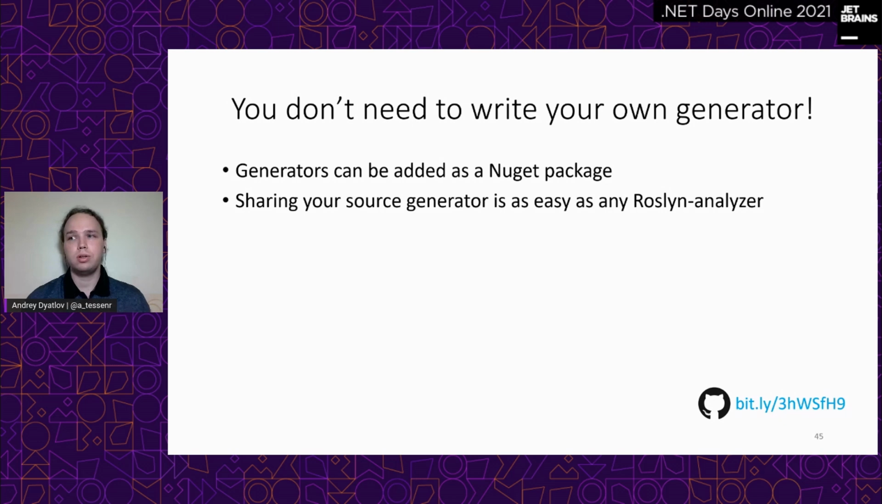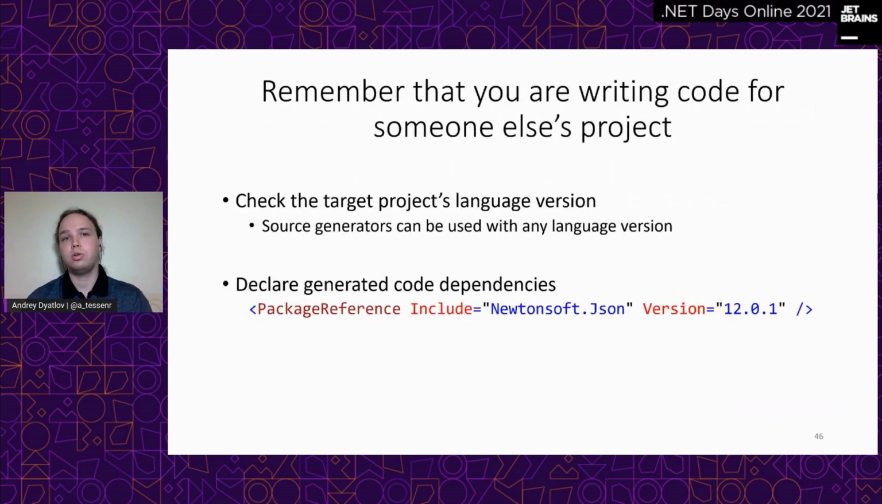But if you're going to write a generator you're going to share with the community, don't forget that you are writing code for someone else's project. For example, don't forget to check the target project's language version, because there's a common misconception. People tend to think that source generators are a C# 9 feature. Actually, you can use them even with earlier language versions as long as you're using the modern compiler.